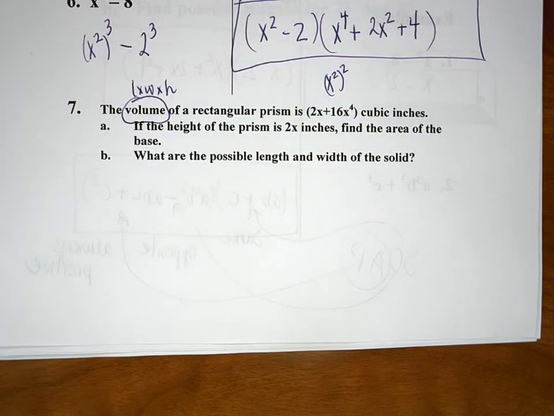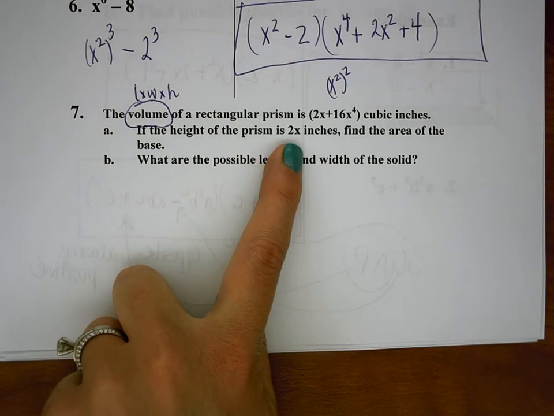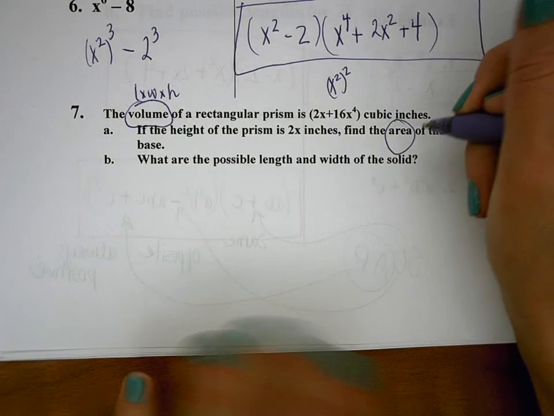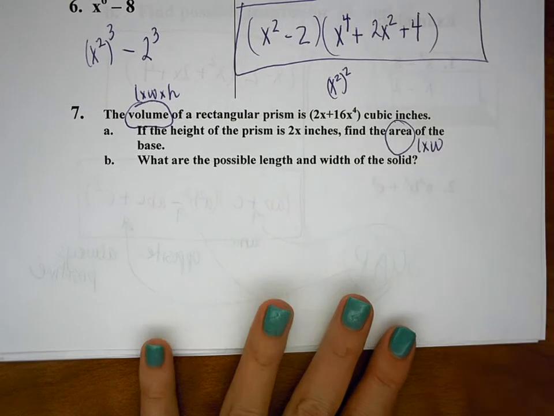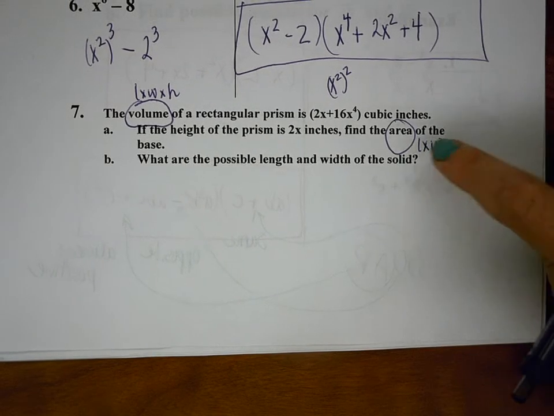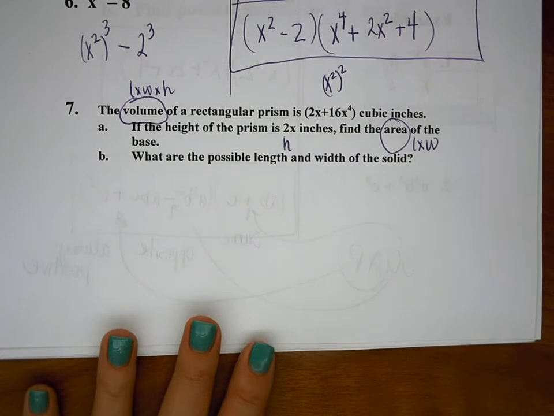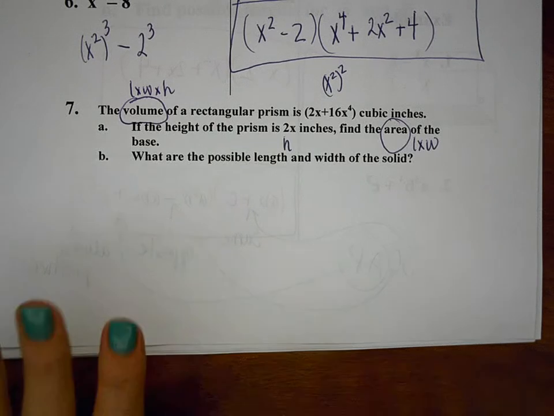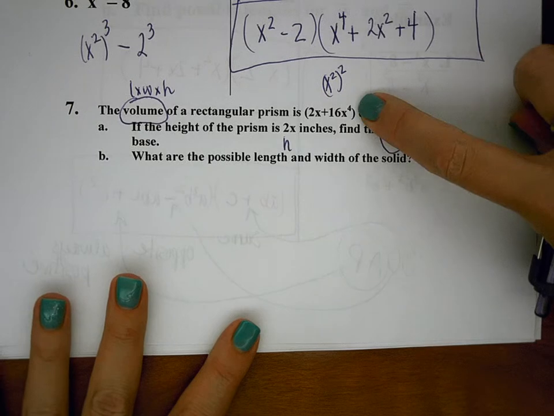Okay, so now if you go down to part A, it says if the height of the prism is 2x inches, find the area. Well, area is what? Length times width. So what they're saying is basically they want to find out what are these two values. They're telling you that this is your height and they want to know what are the length and the width. So what you're doing on this problem is factoring. Exactly what we already have been doing this whole unit or this whole lesson.